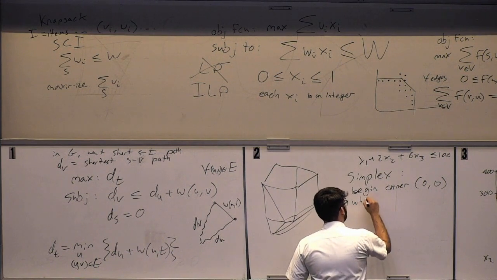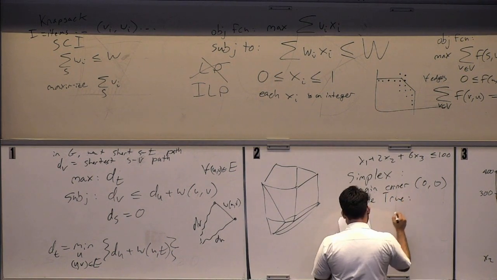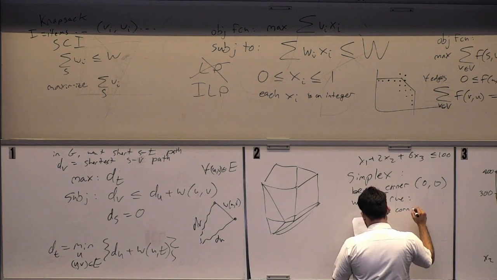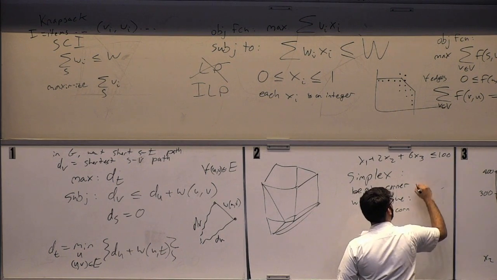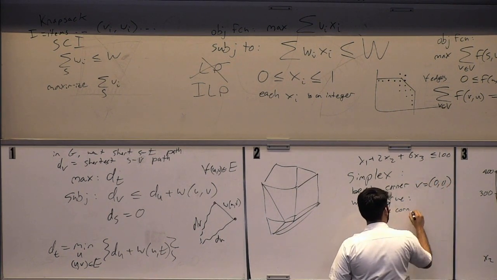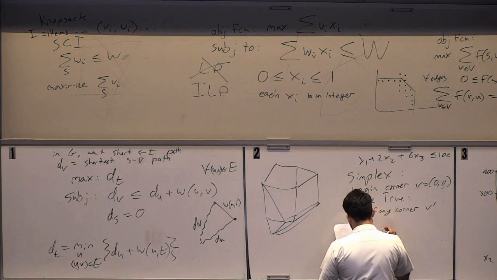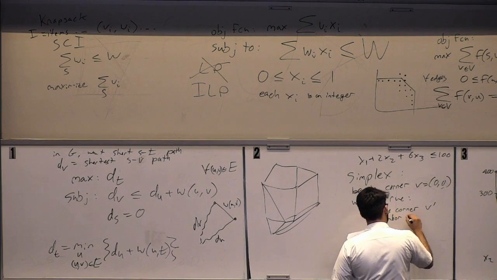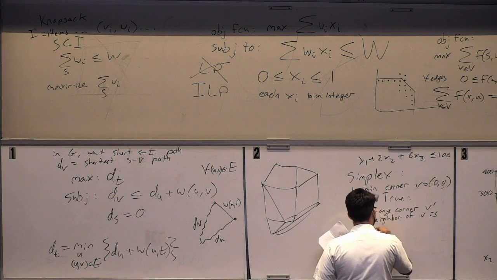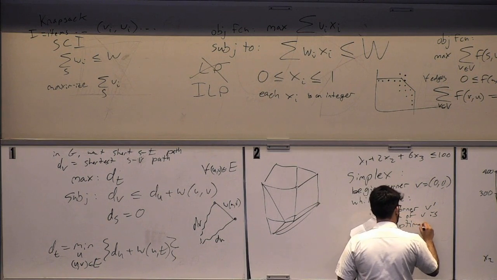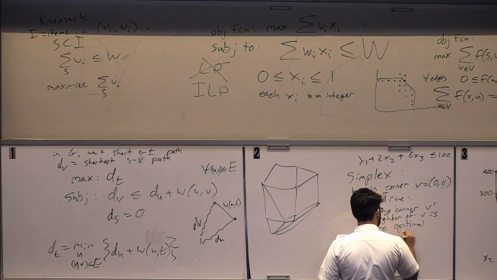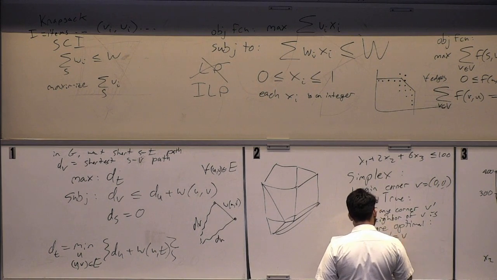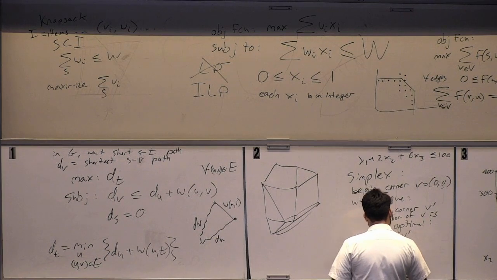While true, if any corner V prime, neighbor of V, is more optimal, V equals V prime. Else break. Return V. Here V starts as the corner 0, 0.